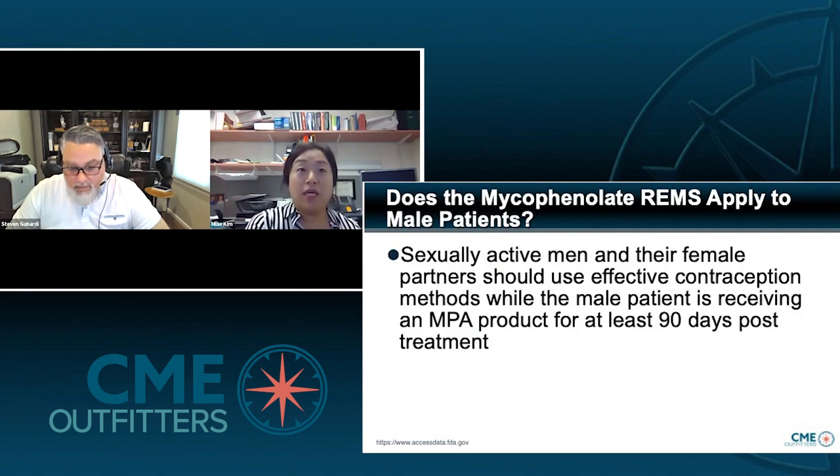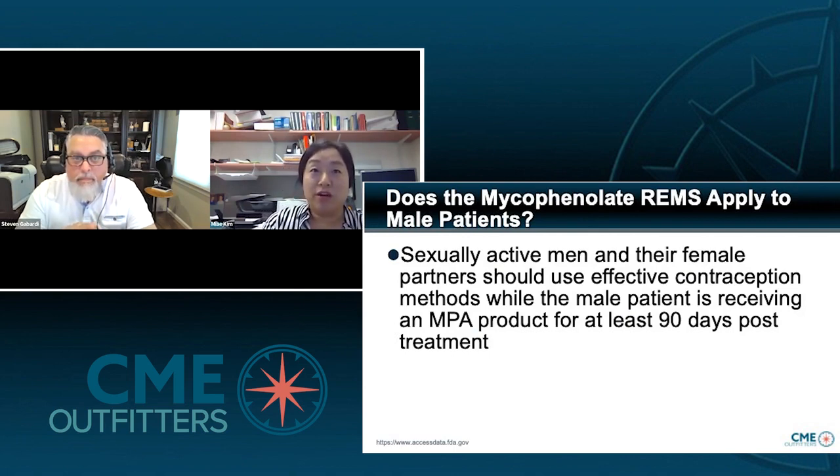Not specifically, that is a great question, but the prescribing information for MPA recommends sexually active men and their female partners use effective contraception methods while the male patient is receiving an MPA product, and for at least 90 days post-treatment. I'm not very clear how the 90 days of washout period was suggested, as there seem to be no observable risks of negative fetal and pregnancy outcomes when a man using MPA fathers a child.